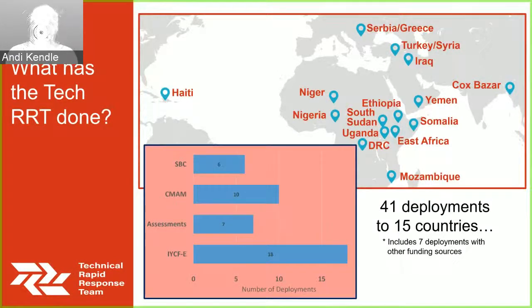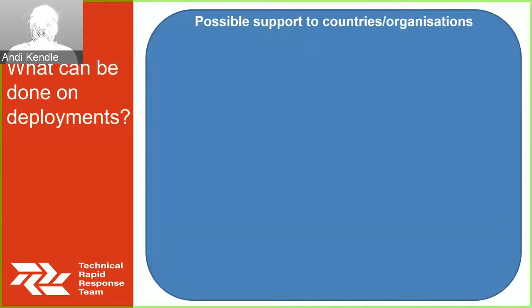If you'd like to understand a bit about the breakdown of deployments, the majority of our deployments have been for infant and young child feeding and emergencies, with about a third of the deployments, followed by CMAM, and we've had the least for assessments and for social behavior change. So what can be done on deployments?